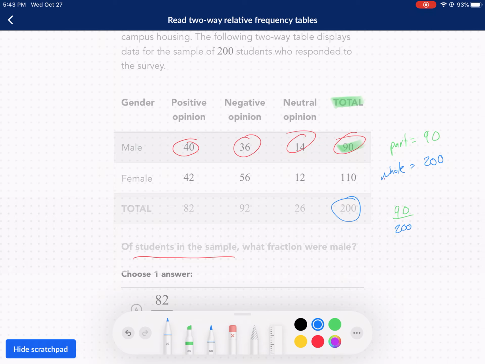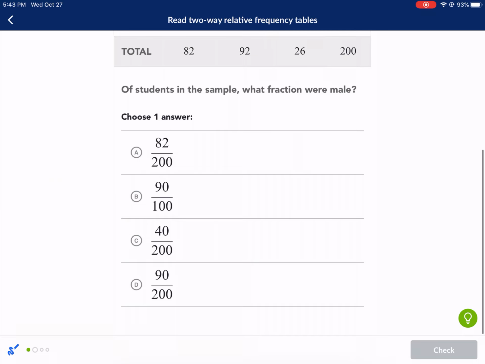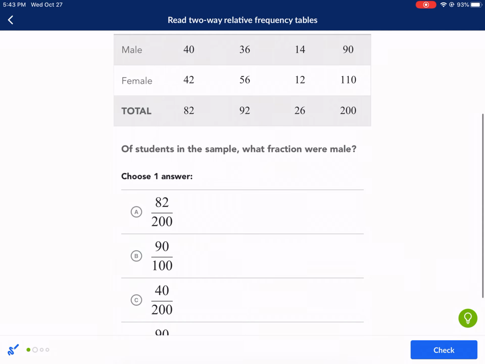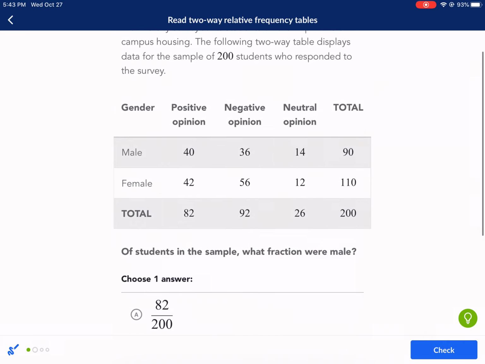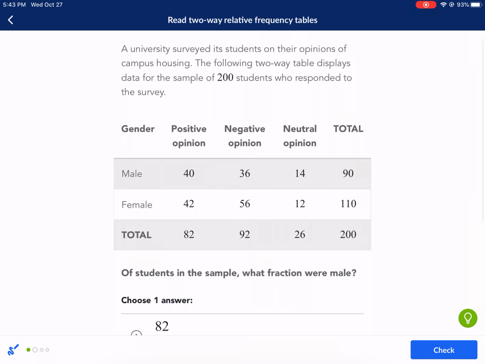And I know that I can divide both of these by 2, and I'll get 45 over 100, and I know that's 45%. Oh, it gives me a fraction. So 90 over 200. So it was just looking for a fraction. So it's not looking for a percent, but if it was, it would be 45% of all participants were male.